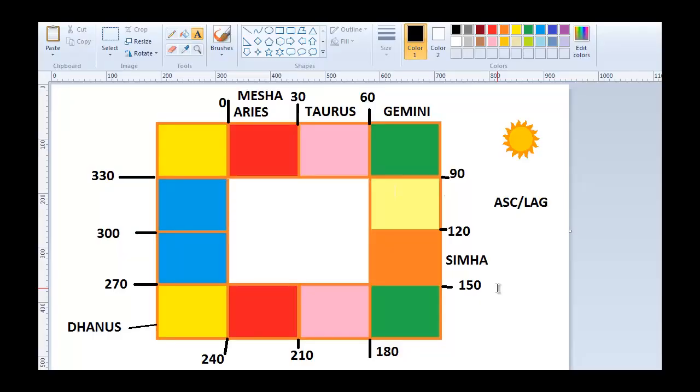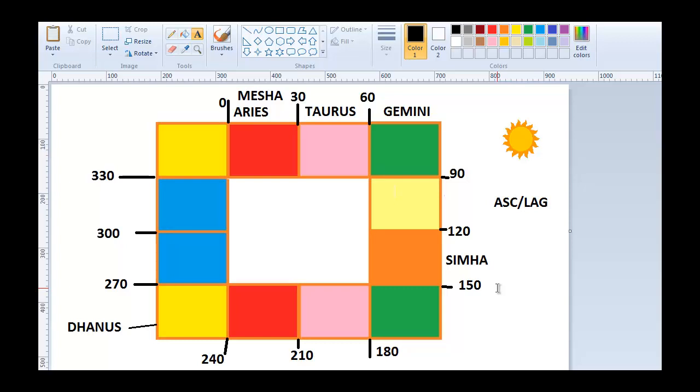Hi, in this lesson, I'm going to talk to you about the ascendant, how it is found out, and what is the relationship between the position of the sun and the ascendant.